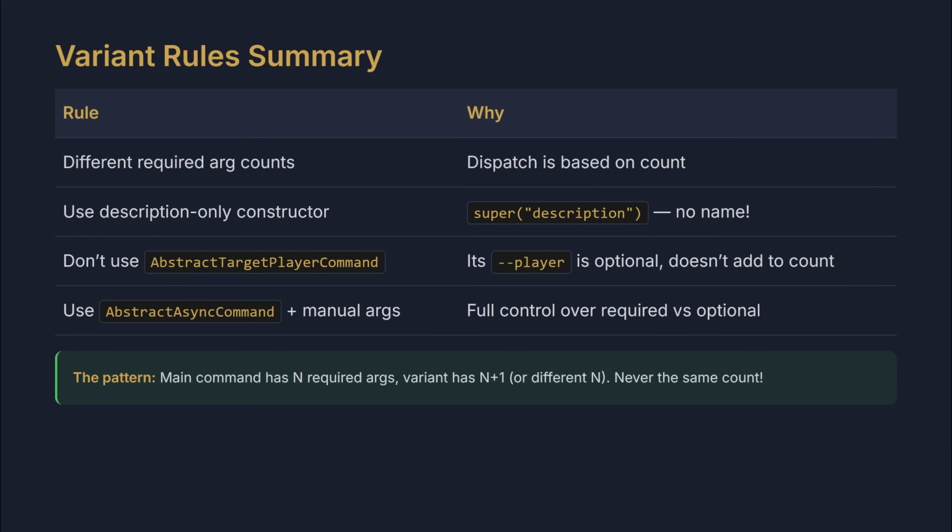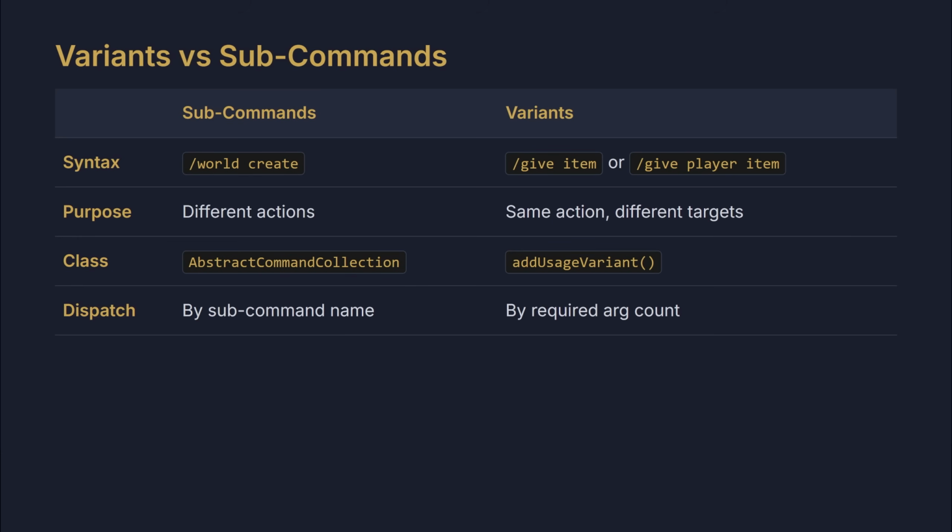So the main command has n required arguments. The variant needs to have n+1 or a different n. Never, never, never the same count. And then we have the difference between variants and subcommands. So the syntax of subcommands is, for example, /world create, and variants are like /give item or /give player item.